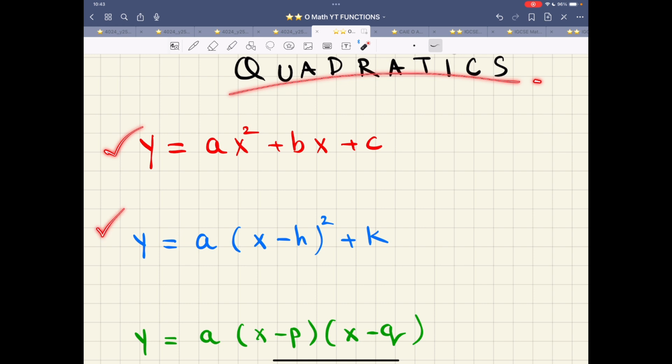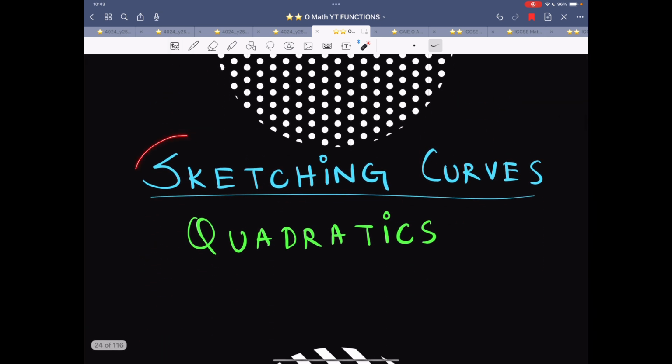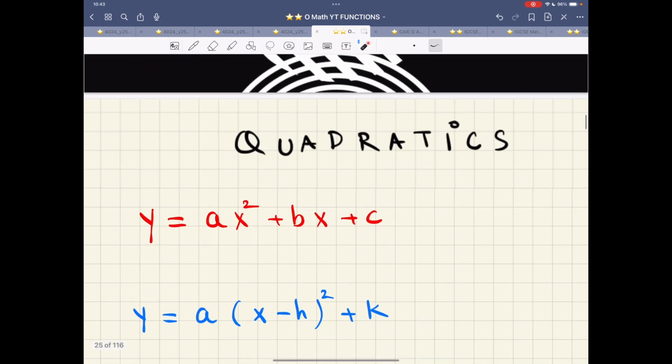There are three different formats of quadratics and each has its own benefits and advantages. So let's start today's lecture about sketching curves based upon quadratics.